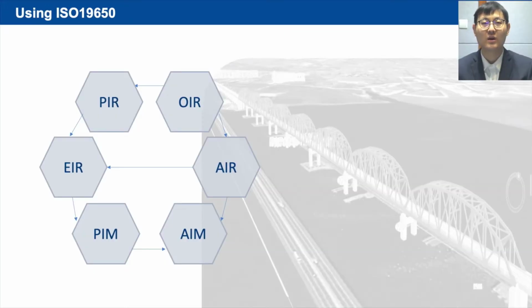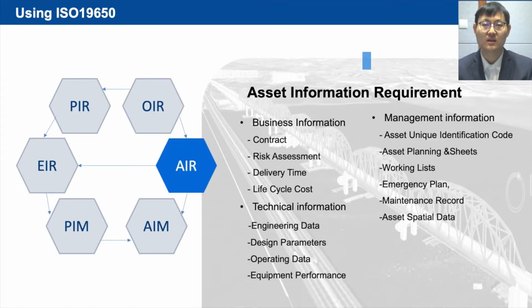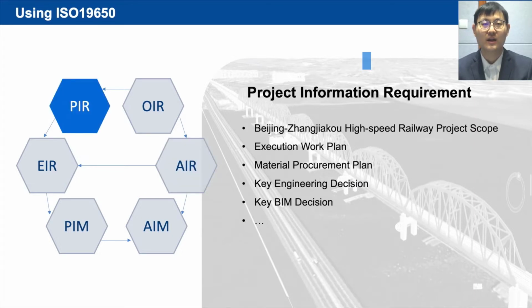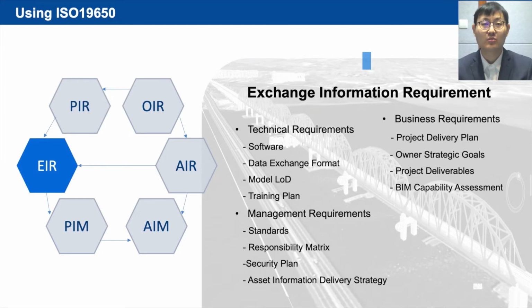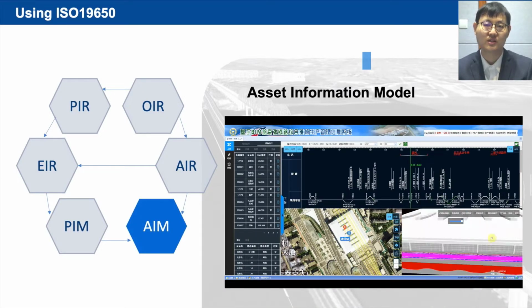According to the ISO 19650 standard, the project determined different information requirements as well, including the strategic plan, investment plan, and asset management plan in OIR, business information, technical information, and management information in AIR, project scope, execution work plan, material procurement plan, key engineering and BIM decisions in PIR, as well as technical requirements, business requirements, management requirements in EIR. Finally, the project established the project information model and asset information model for operations.